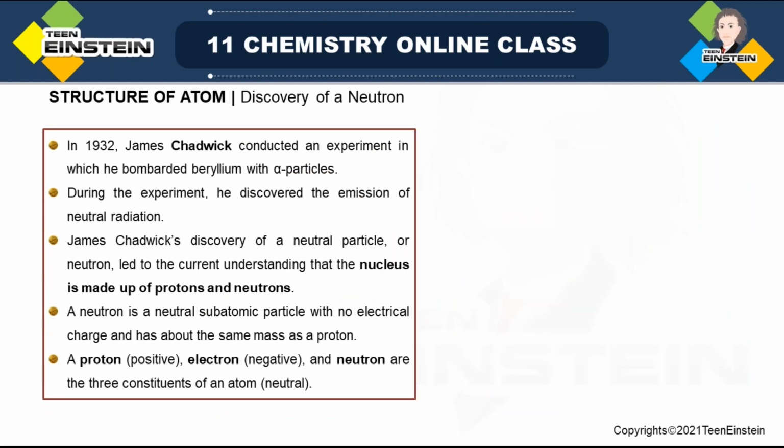After this model, we'll see how the neutron was discovered, because we have seen the discovery of positive charge, negative charge, cathode ray, anode ray, but nothing about the neutron. So how was it discovered?